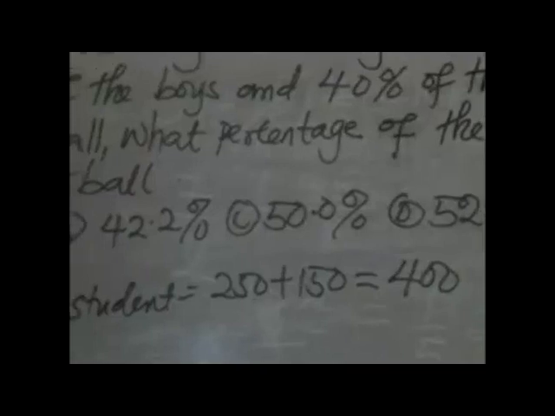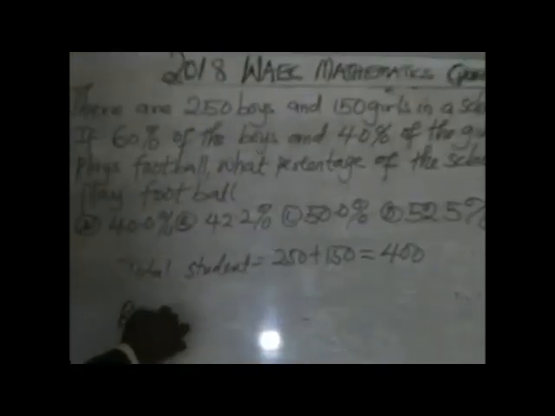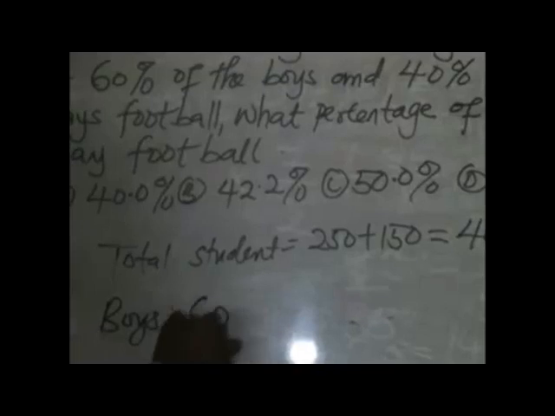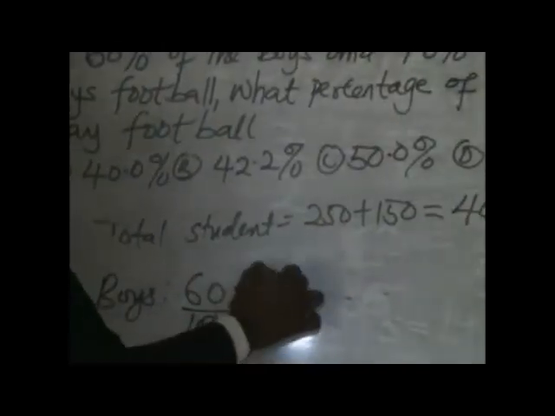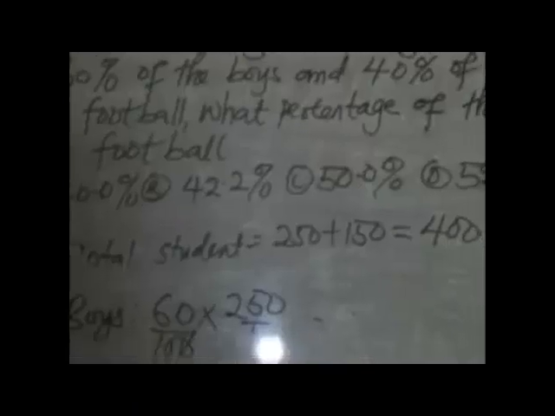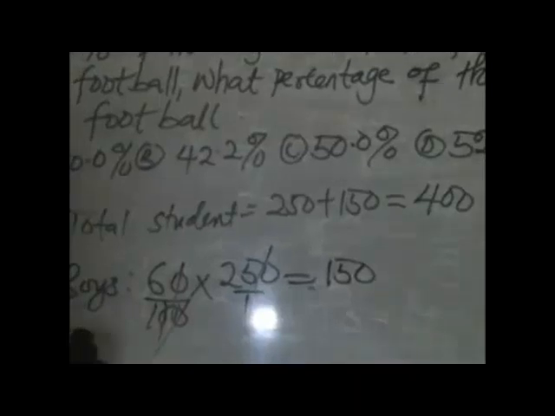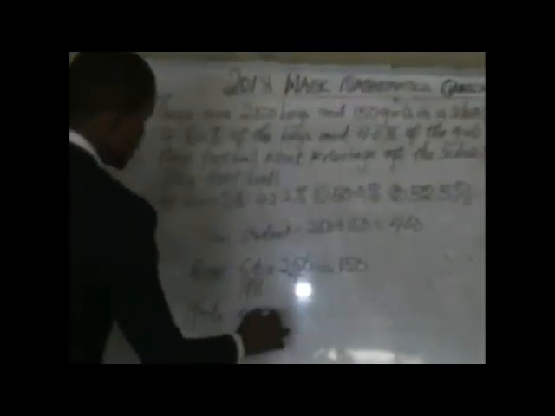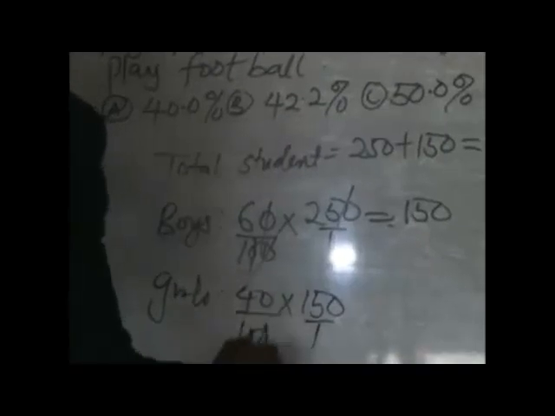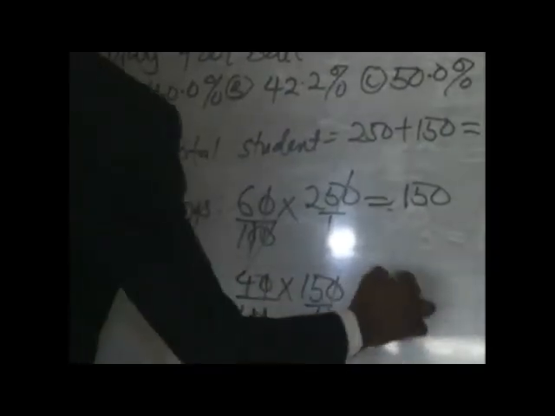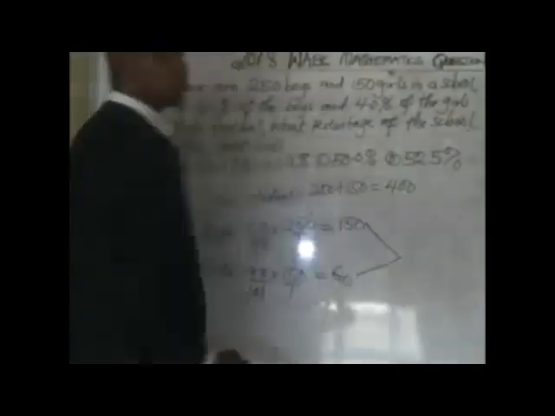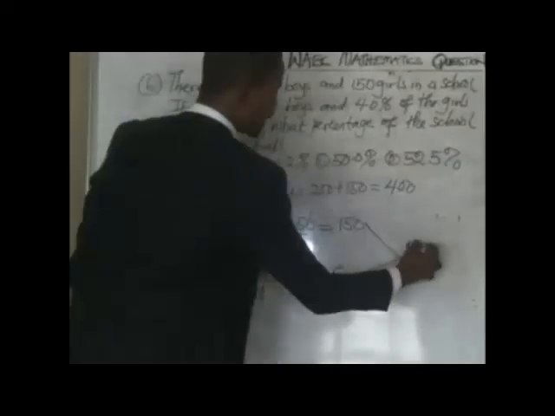Now 60% of the boys will be 60 over 100 times 250 over 1. You cancel out the zeros, and you get 150. Now for the girls, it was stated 40% of the girls. So it becomes 40 over 100 times 150. You cancel out, you get 60. So the total number of boys and girls who play football will be 150 plus 60, which is 210.